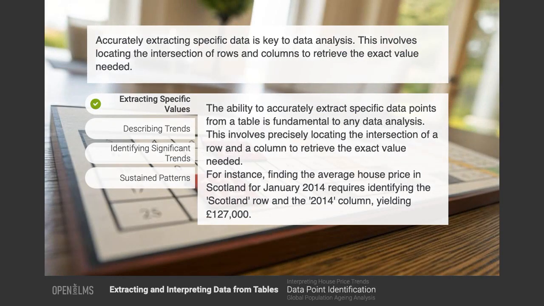Accurately extracting specific data is key to data analysis. This involves locating the intersection of rows and columns to retrieve the exact value needed. For instance, finding the average house price in Scotland for January 2014 requires identifying the Scotland row and the 2014 column, yielding £127,000.